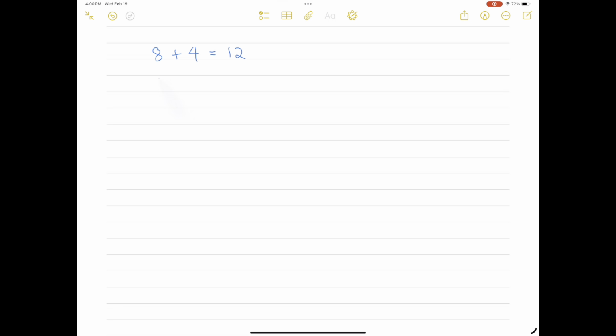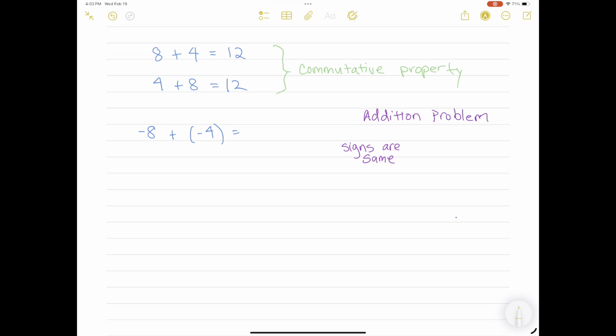Now we have 8 plus 4 equals 12, and 4 plus 8 also equals 12, which shows us the commutative property of addition. Negative 8 plus negative 4 is an addition problem. We draw a parenthesis around negative 4 to make it clear what the sign is. Both signs are negative, therefore you add the numbers and keep the sign. The sum of negative 8 plus negative 4 is negative 12.